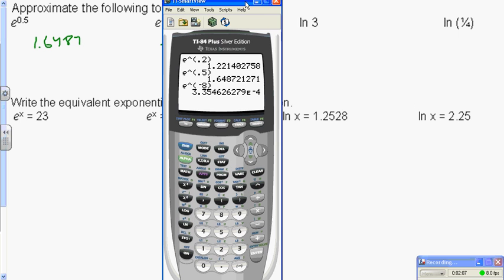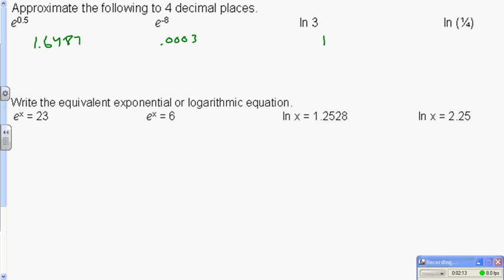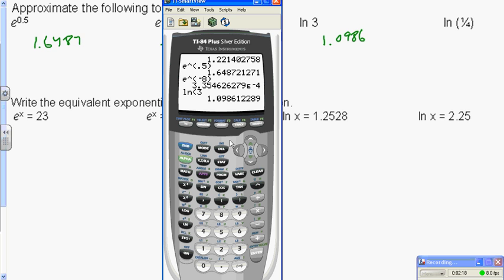ln of 3 is just ln 3, which is 1.0986. And ln of 1/4, we could write it as 0.25 or just even the fraction, gives negative 1.3863.